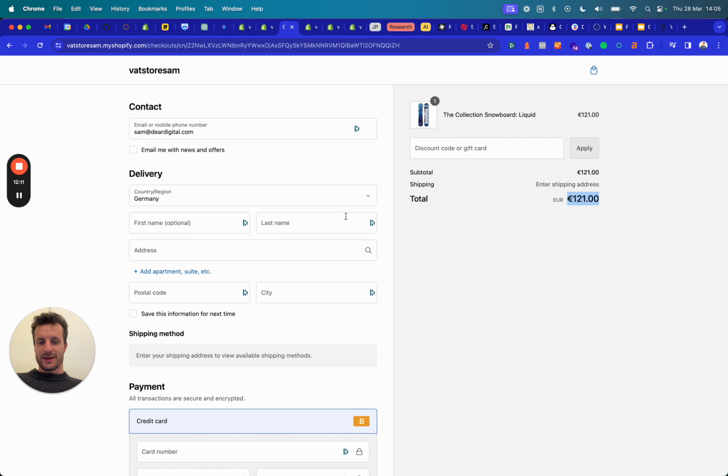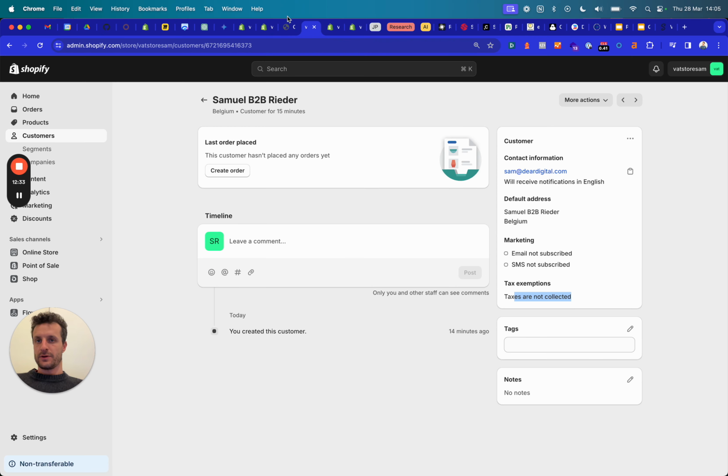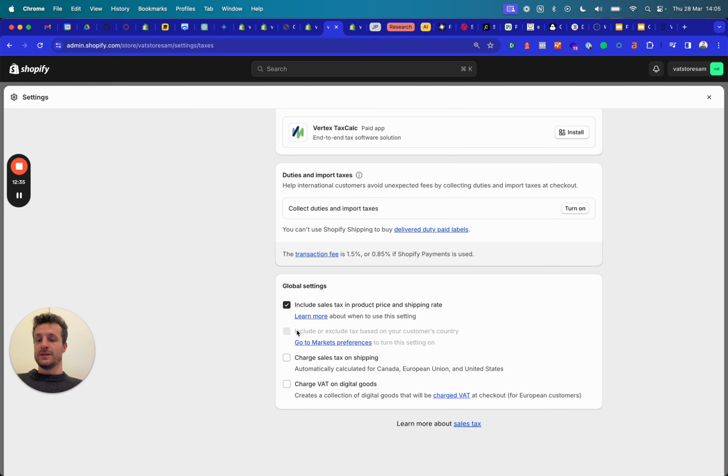If it's not, please go back a couple of seconds or press 10 seconds previously to just try and repeat and understand. So here, because this is a B2B customer and it has the setting exempt taxes, no taxes are actually charged, but because we didn't check the box include or exclude tax based on your customer's country, it charges me the price that is equal to the price including VAT, but without VAT.